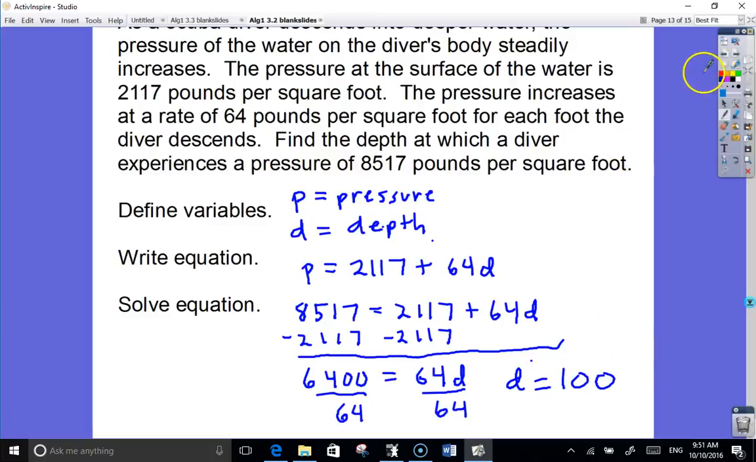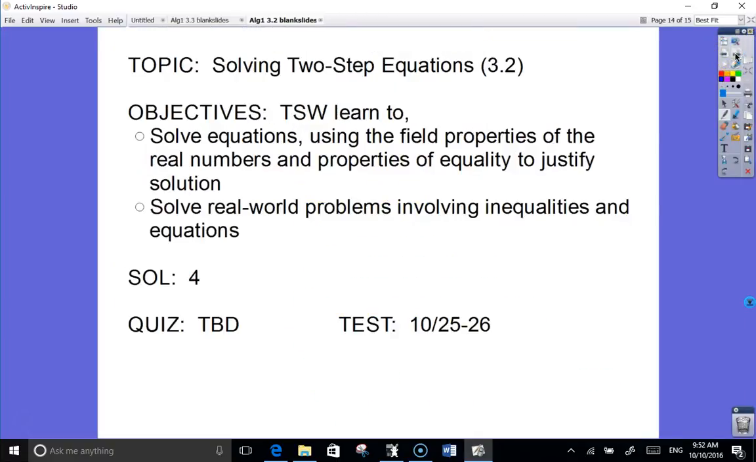So I think you need a suit or something. So that's it. So the answer was 100.